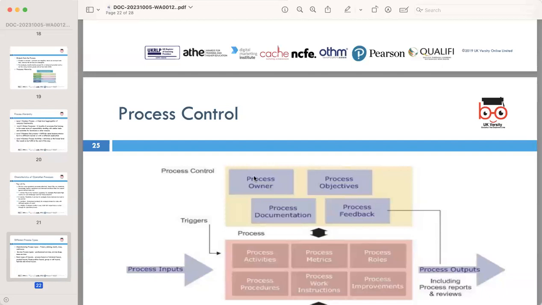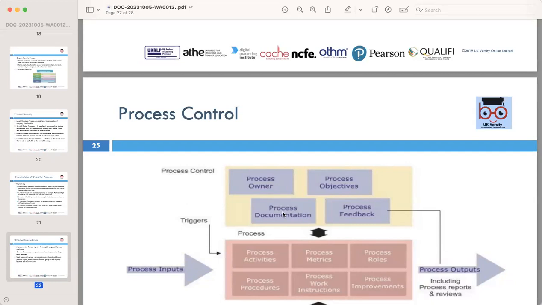Like we talk about process owners. The process owner is responsible for overseeing and managing a particular process within organizations. They are accountable for its performance, efficiency, and effectiveness. Then process inputs are the resources, information, materials, or data that are required at the beginning of a process to produce desired outputs. Then we talk about process documentation.